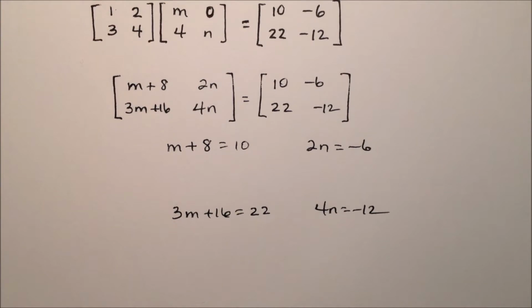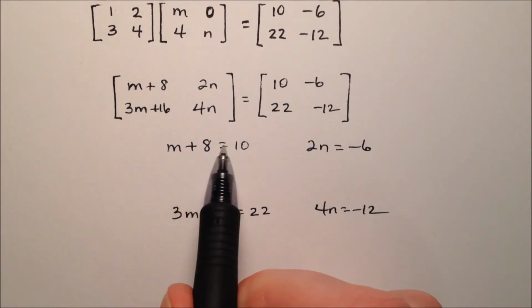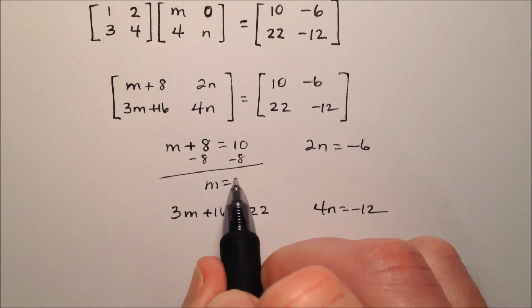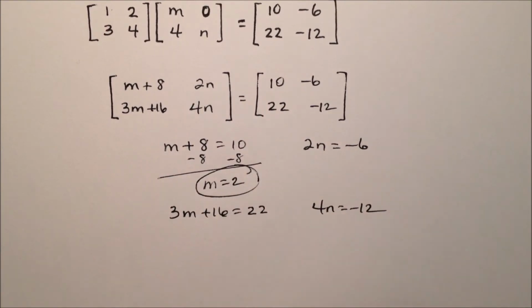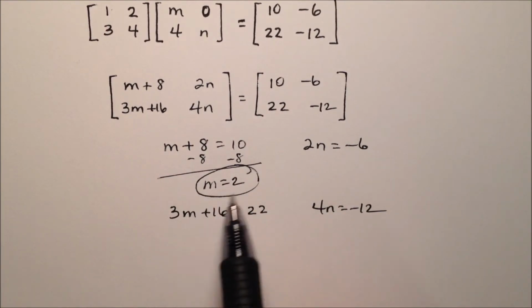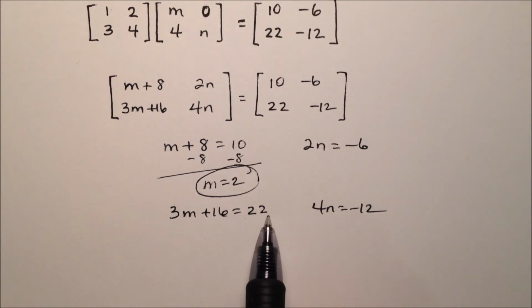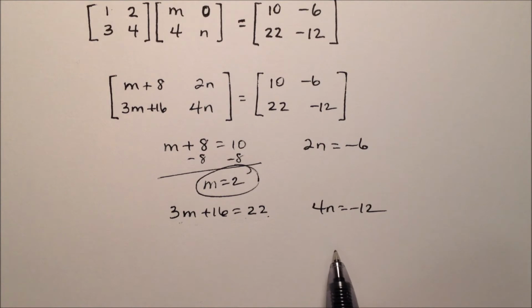So I have 4 equations here, but I really only have 2 unknown values. So I don't need to solve all 4, I just need to solve the minimum number of equations in order to get what I'm looking for. So here this m plus 8 equals 10. We can subtract 8 from both sides. M equals 2. And we could, if you wanted to, plug it in here. 3 times 2 is 6. 6 plus 16 is 22, so we're still good on that front.